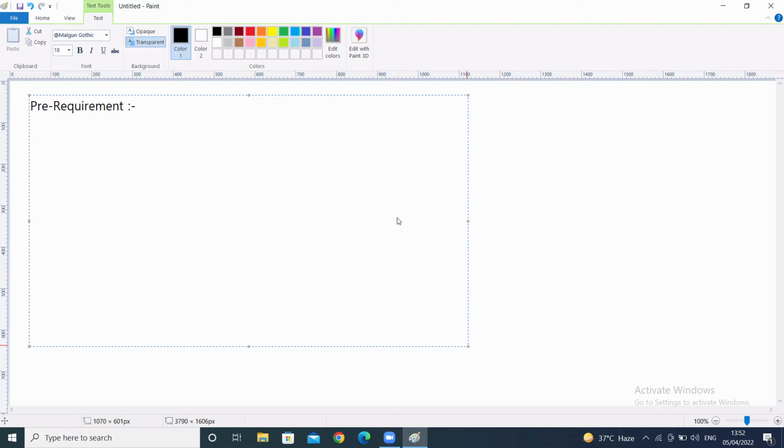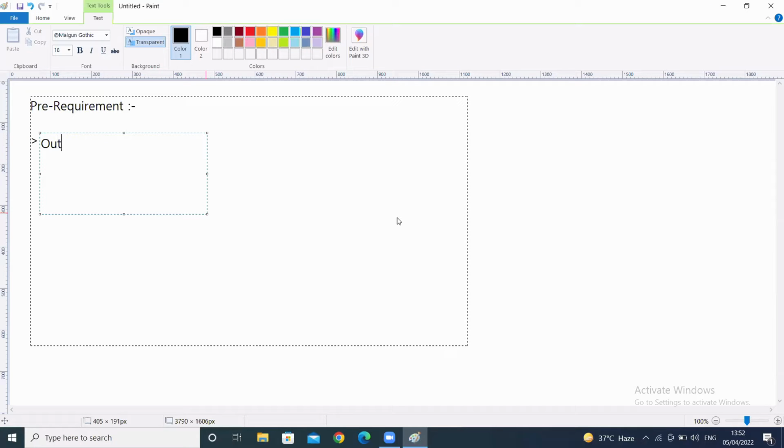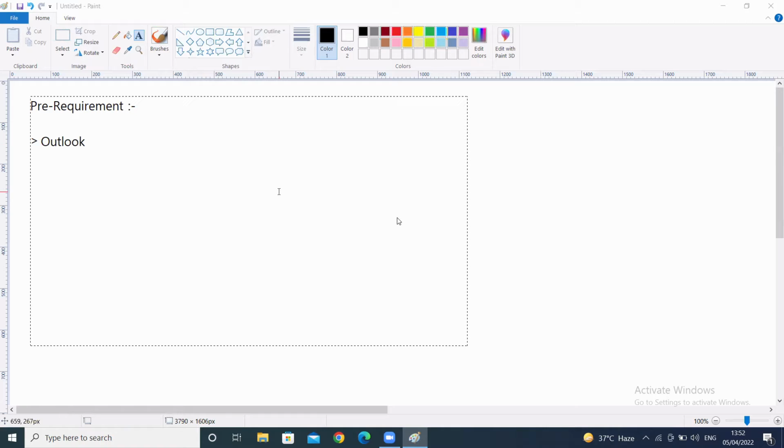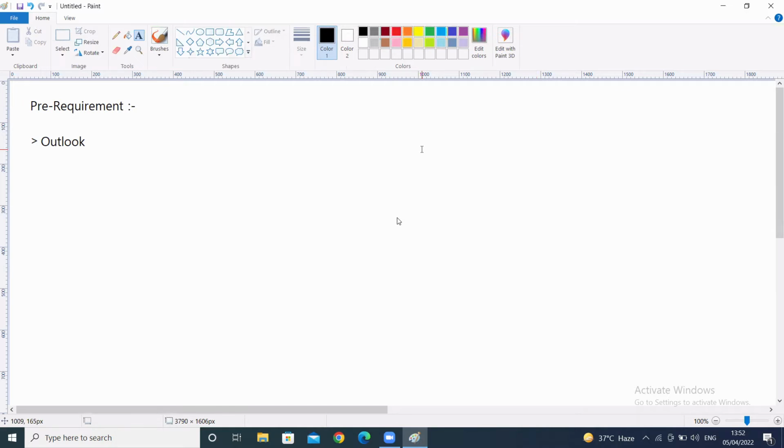The pre-requirement is Outlook. The Outlook topic should be clear, the local Outlook that you did with Rahul's session. Correct. So Outlook should be much more clear. So I hope all of you have knowledge about Outlook. Yes, sir.